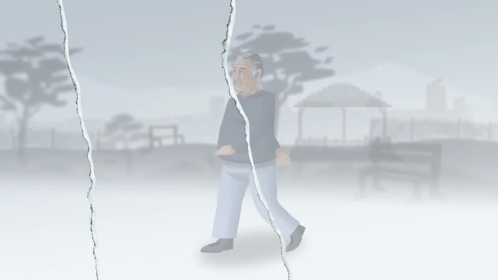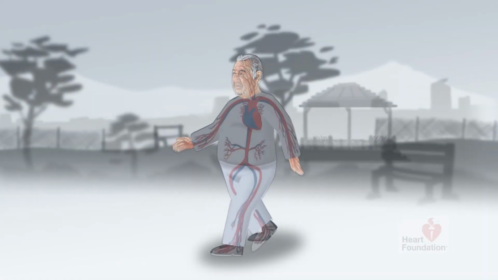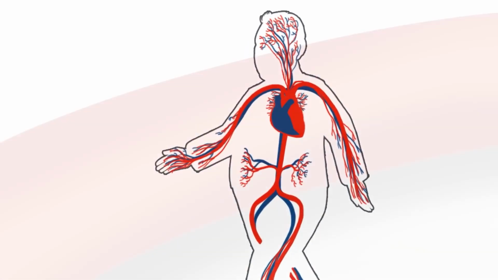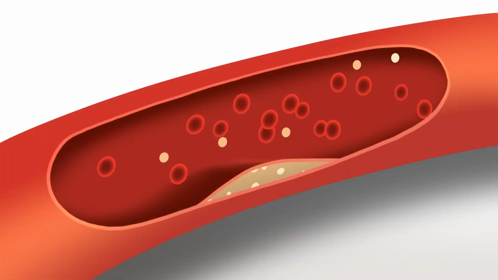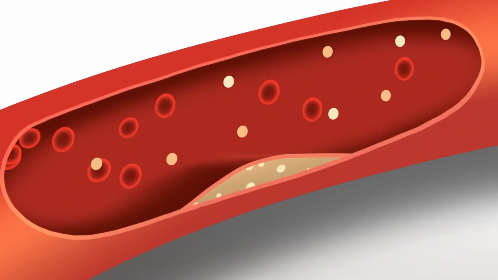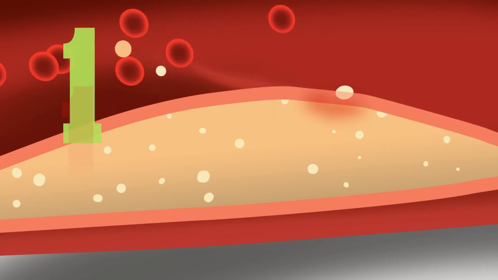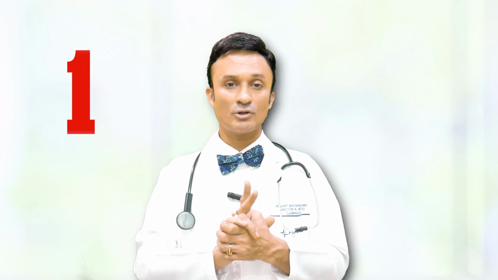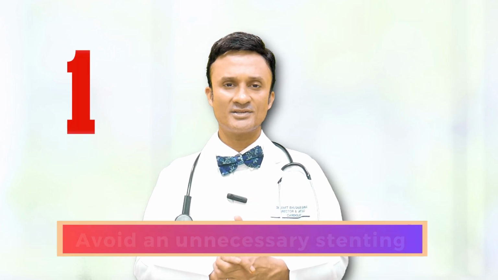Thin cap blockages, even if the blockage is less than 30%, can basically rupture open and cause a 100% blockage and sudden cardiac death. Thin cap blockages are very dangerous. To know that, we need IVUS OCT. Number one, IVUS OCT is also needed to avoid unnecessary stenting.